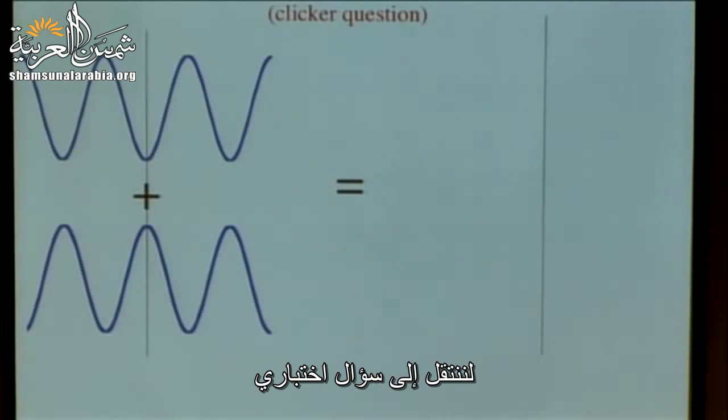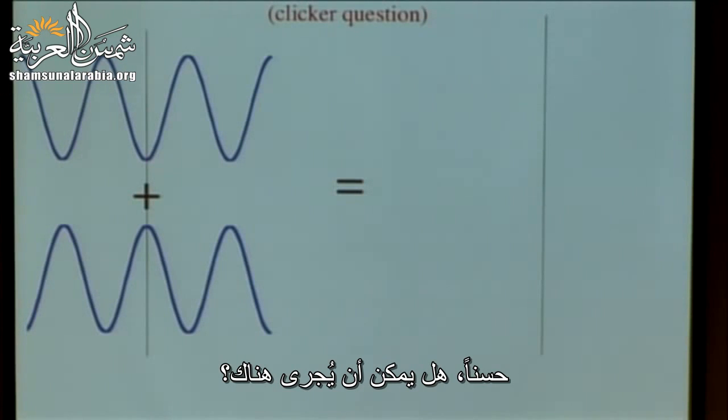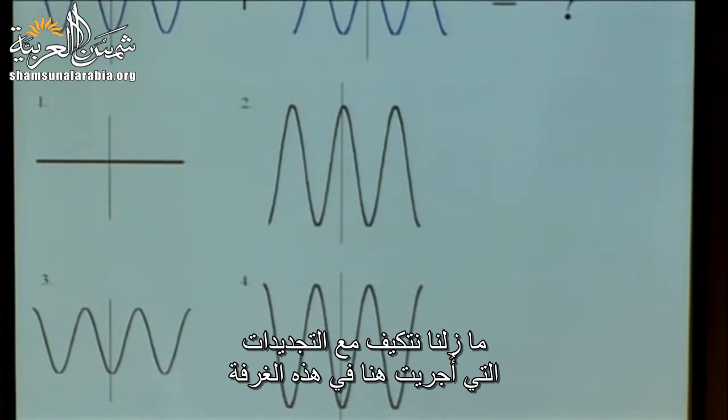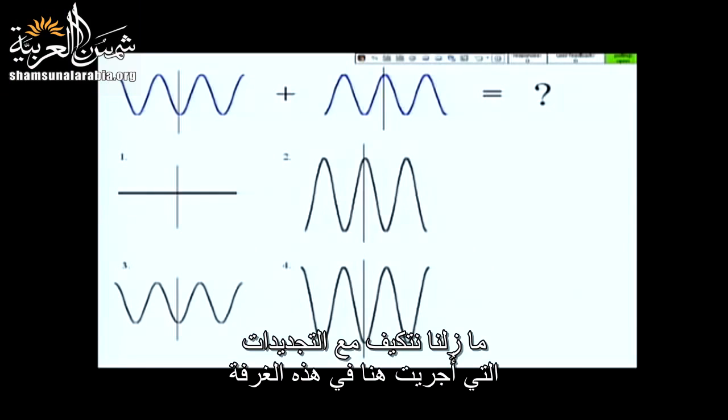So if we switch over to a clicker question, maybe on this screen. Okay. Can it be done up there to switch? No, I can switch it, but... Okay. Thanks. Here we go. So we're still settling in with the renovations here in this room.